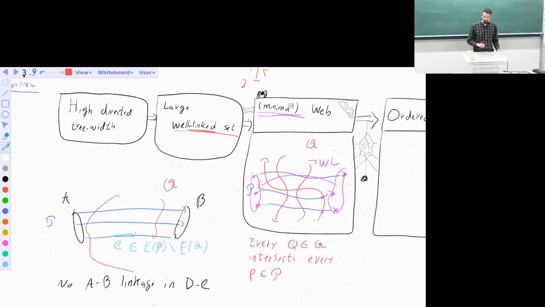Do you have some lower bound that arises from there? No, I did not try to get lower bounds.